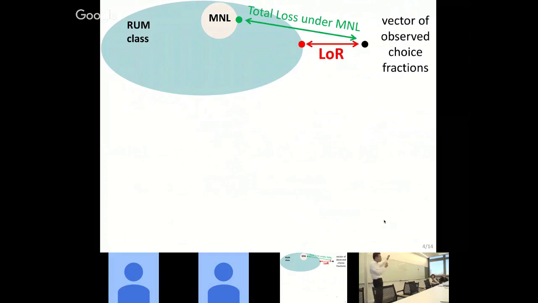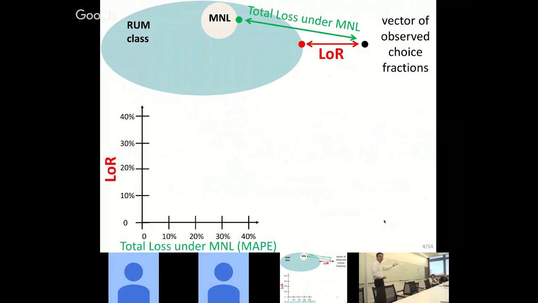And that is the total loss under the MNL. So in every data set that you work with, you have 2 numbers: total loss under the MNL and the limit of rationality. And you can plot them on this 2-dimensional graph, the x-axis being the total loss under the MNL, and the y-axis being the limit of rationality.